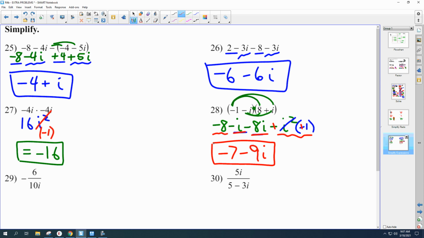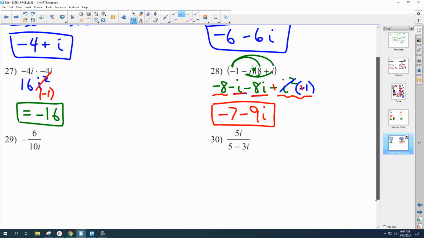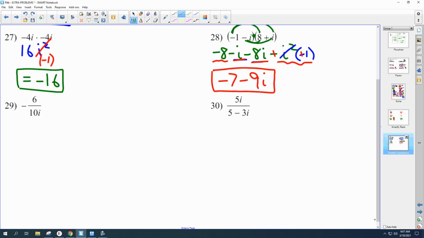29 and 30 are not simplified because there's an i on the bottom of the fraction. 29 is pretty easy to remedy because all we have to do is multiply by i over i. What we're trying to do is get an i squared on the bottom because i squared is going to turn into negative 1.